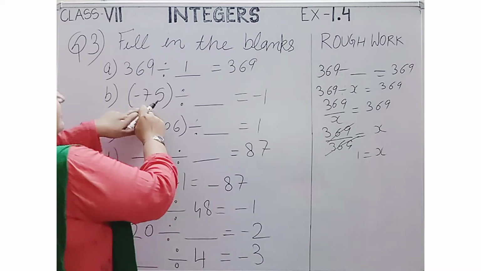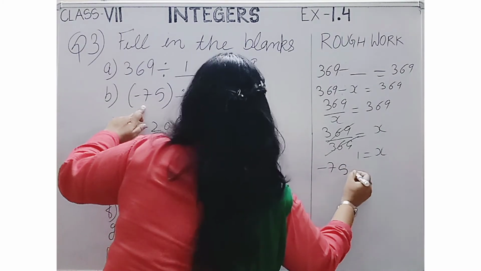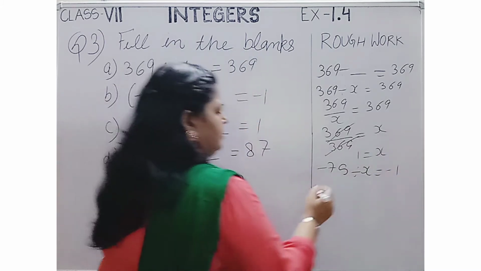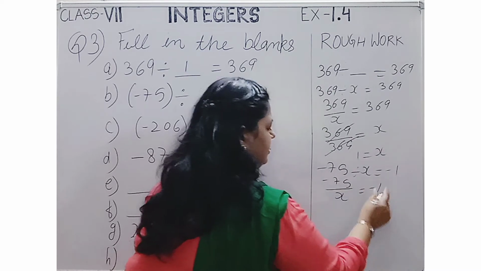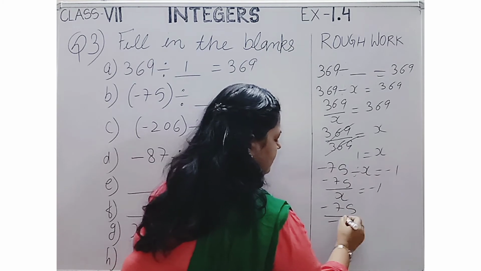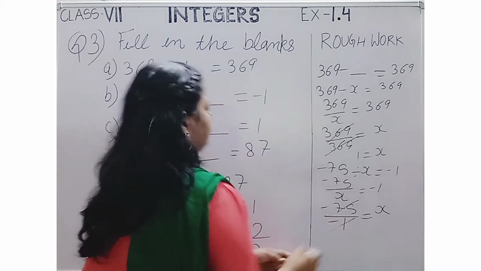So B is minus 75 divided by unknown number, minus 75 divided by x equal to minus 1. Again minus 75 divided by x equal to minus 1. Same transpose, minus 75 upon minus 1 equal to x. Cancel out. We have 75 now.